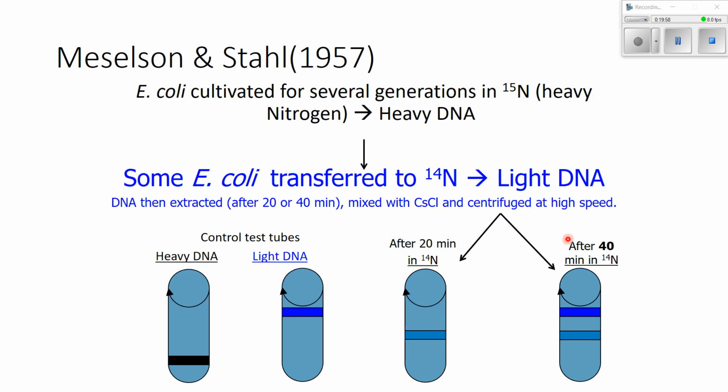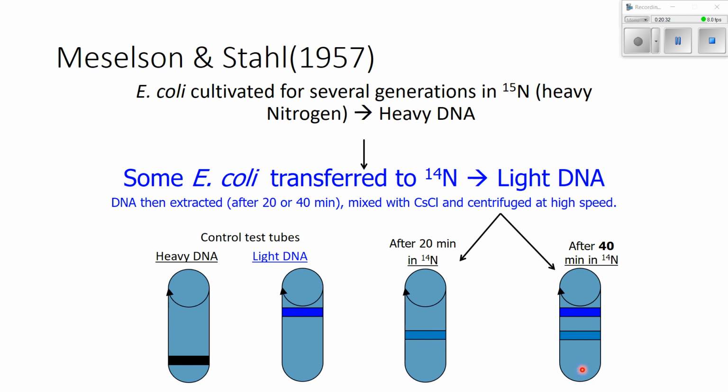After 40 minutes in the light nitrogen, they extracted the DNA from the bacteria. They put the DNA in this test tube along with the thick cesium chloride, and they spun the test tube in a centrifuge really fast so that anything heavy goes towards the bottom, anything light goes towards the top. And look at what they got. They got an intermediate band, just like they had gotten over here, and then they got a light band. They did not get a heavy band.